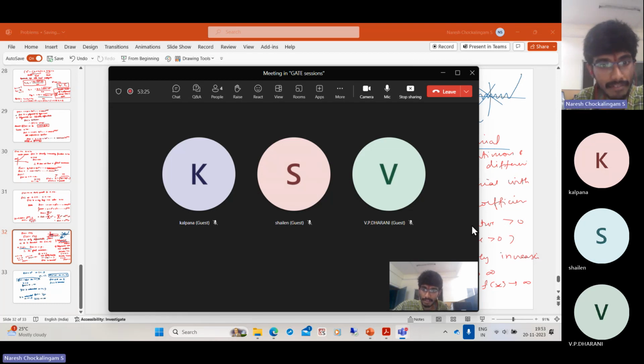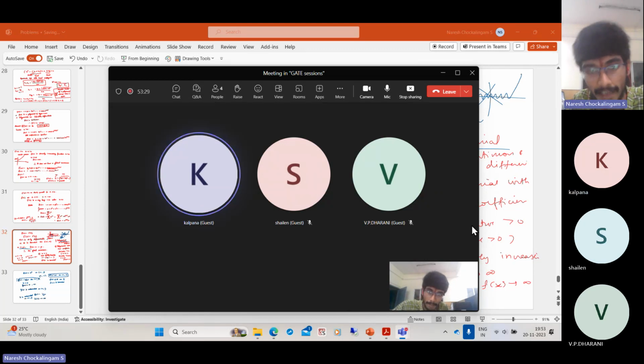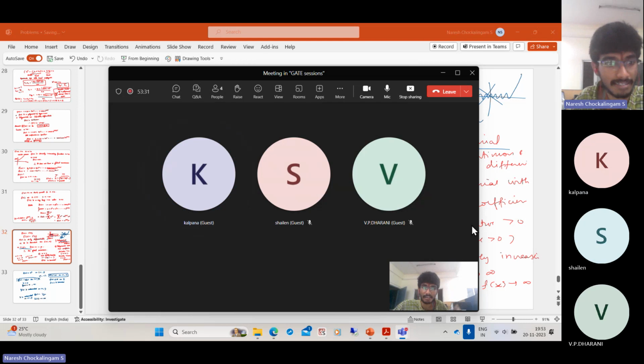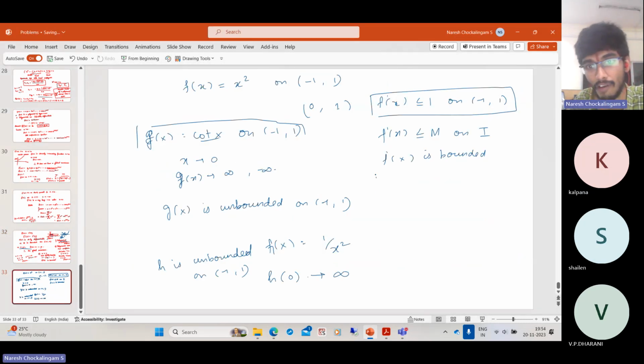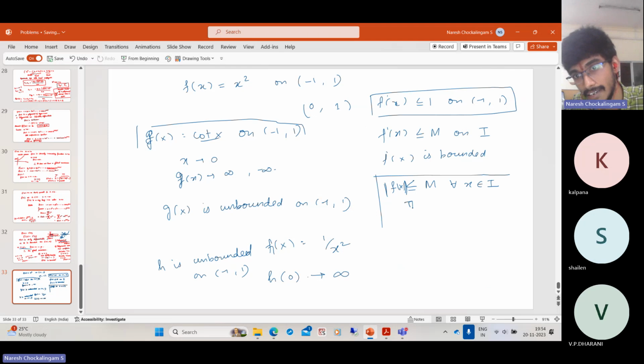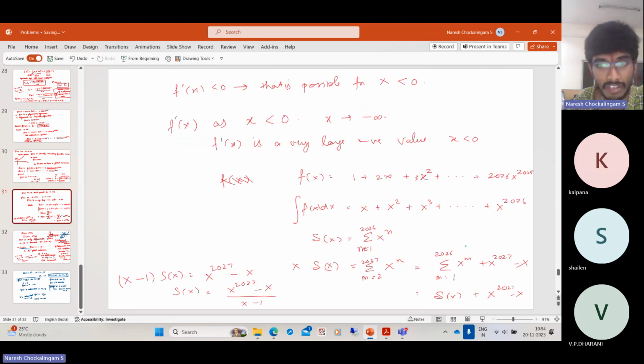Is that okay? So if you're able to find a constant such that, the mathematical definition of boundedness is: if you're able to find a positive constant M such that the modulus of a function is less than or equal to M for all x belonging to some interval I, then f of x is bounded on that interval I. And for this function, I'm taking f dash of x.